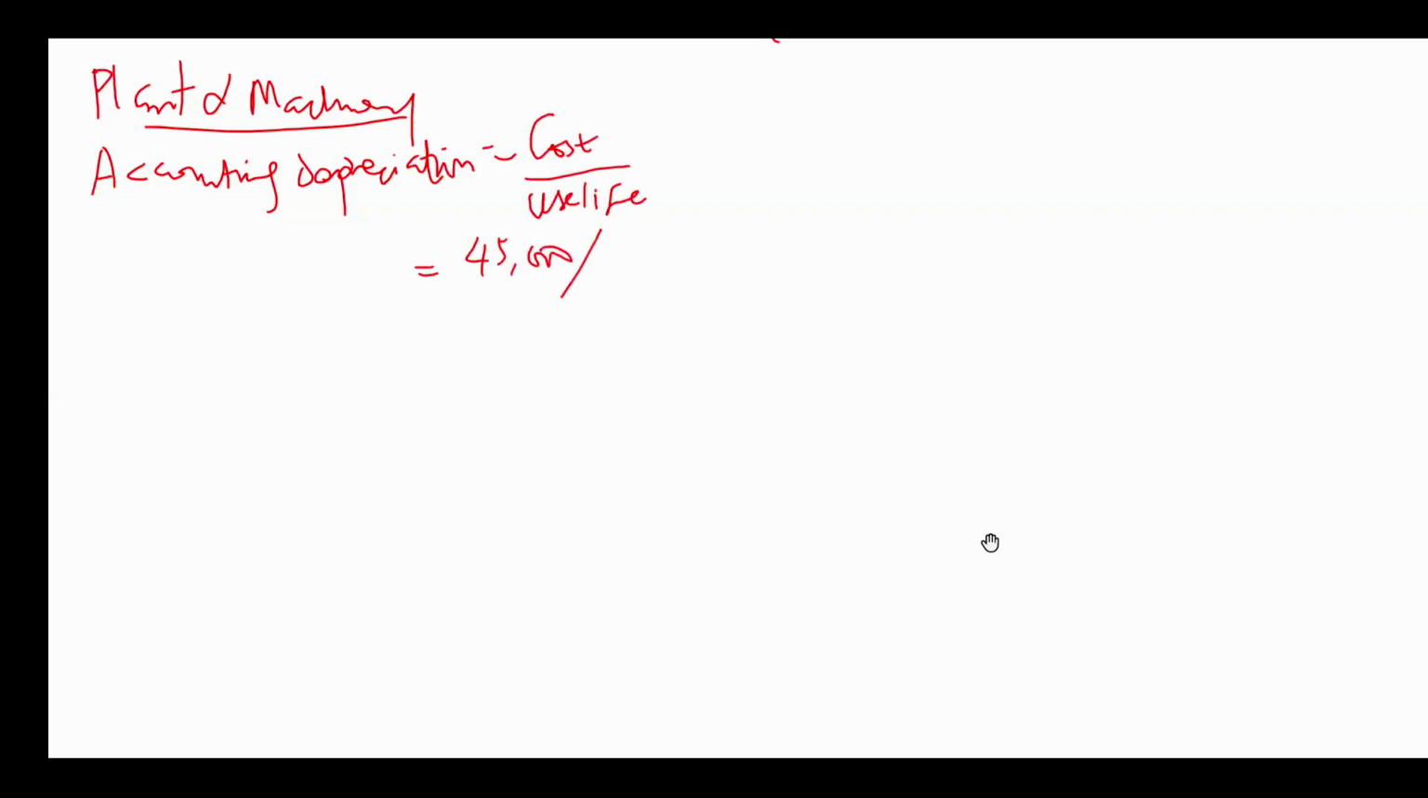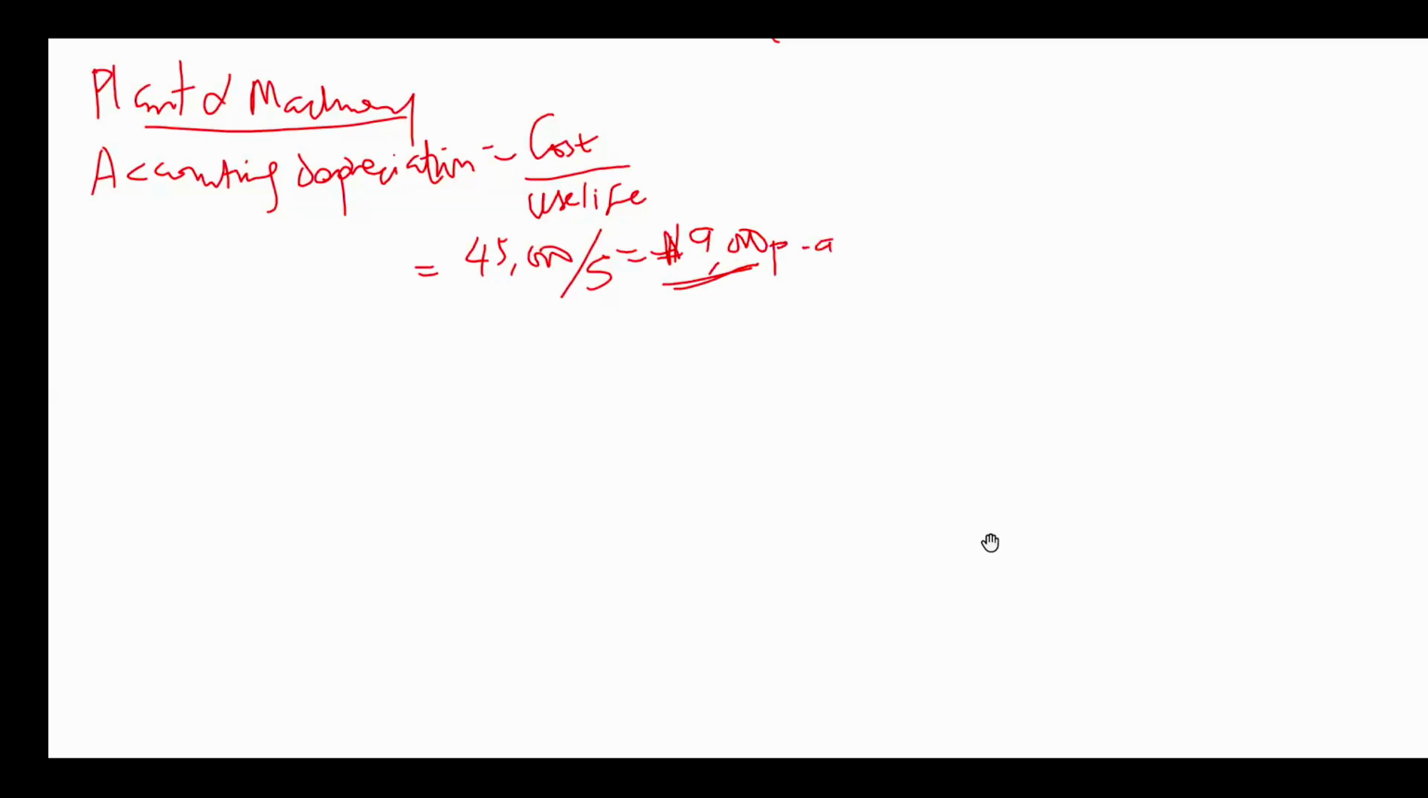Useful life was how many years? 5 years. So therefore, for each year, we should charge 9,000 naira per annum.